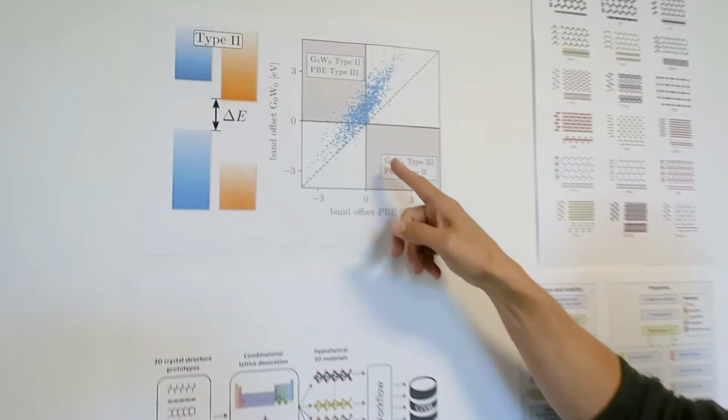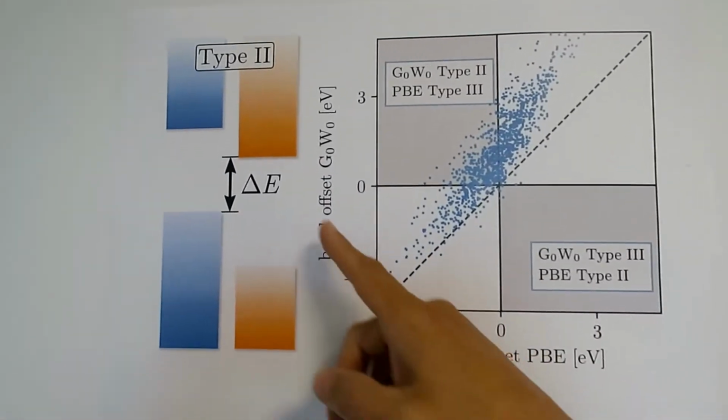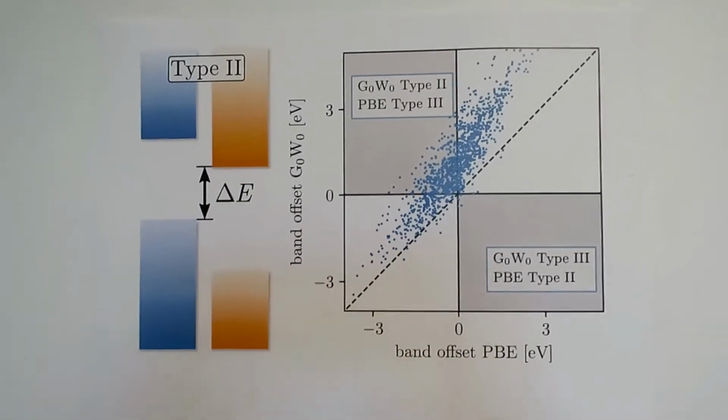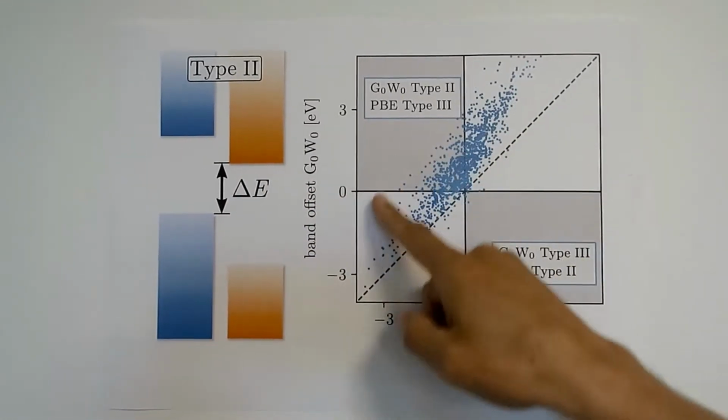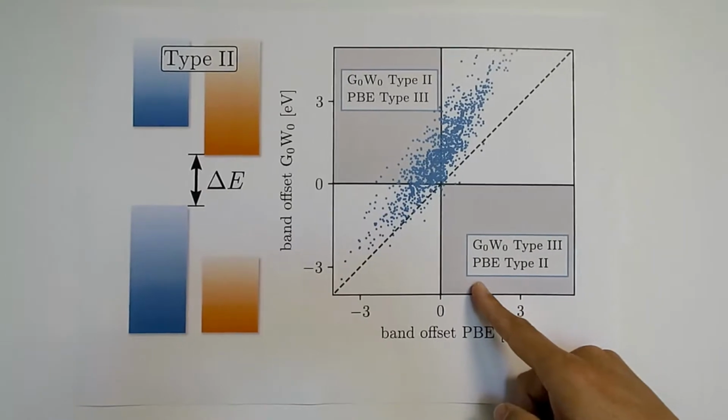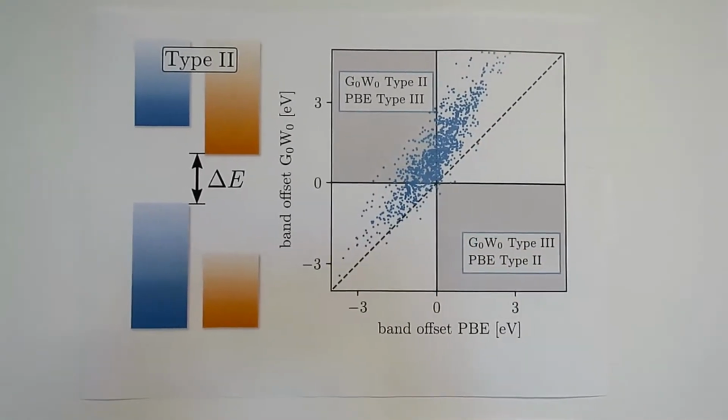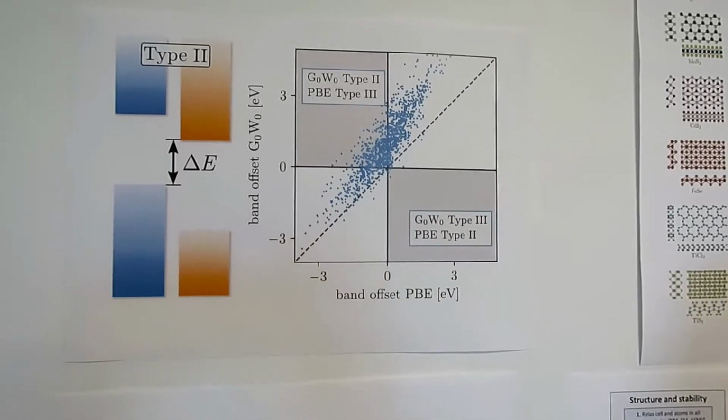Over here, you can see a comparison of the band alignment between two different monolayers, and the band offset is plotted here as calculated in GW versus DFT. So you can see here that this is actually quite important to include.